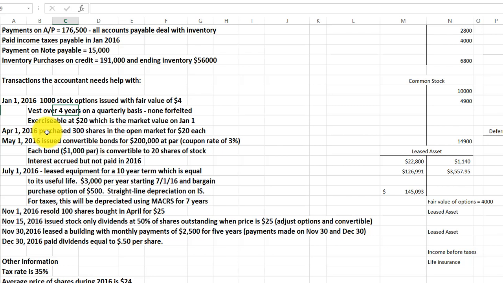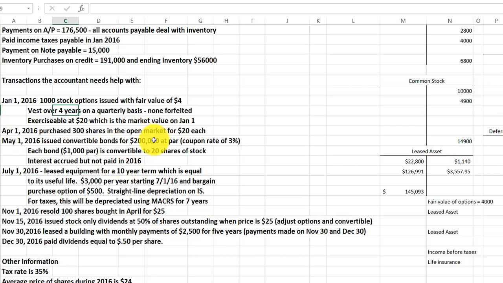Nice easy math. 300 shares bought on the open market for $20. That's a debit to treasury stock and a credit to cash for 300 times the 20. Issue convertible bonds. New bonds that can be converted into stock, convertible at a rate of 20 shares per bond. Interest is accrued but not paid. That means we're going to have to calculate interest, we're going to debit interest expense, and credit interest payable.